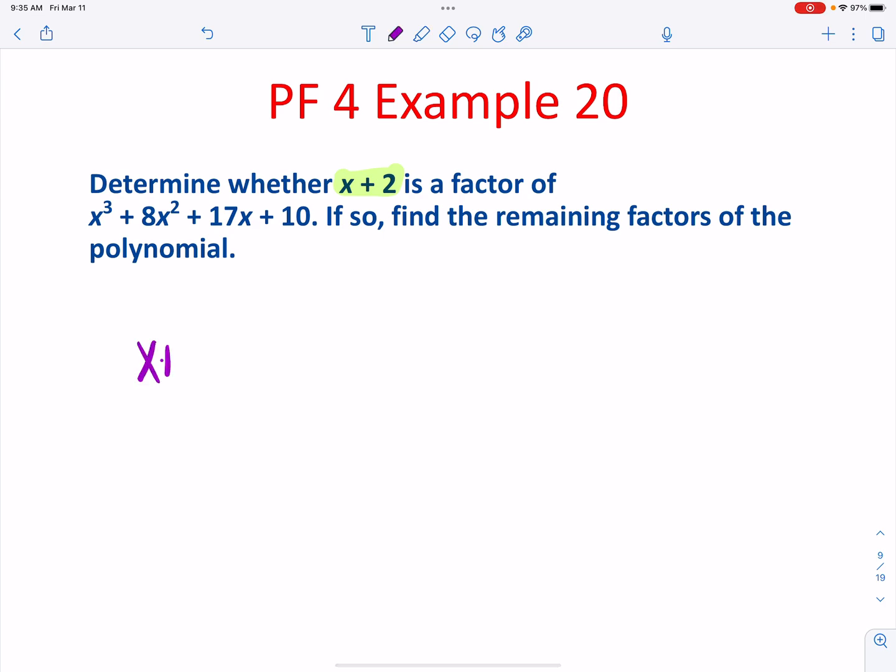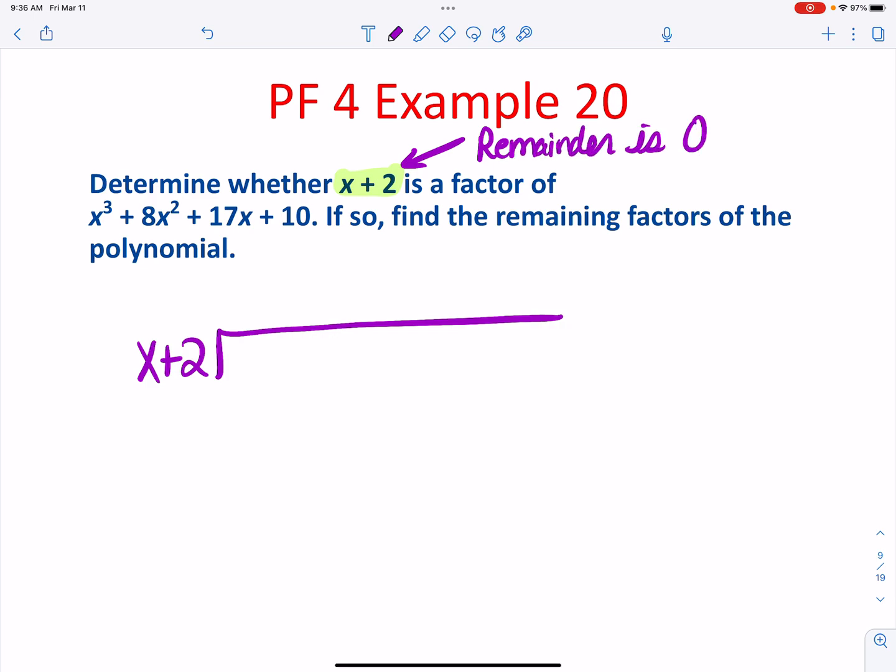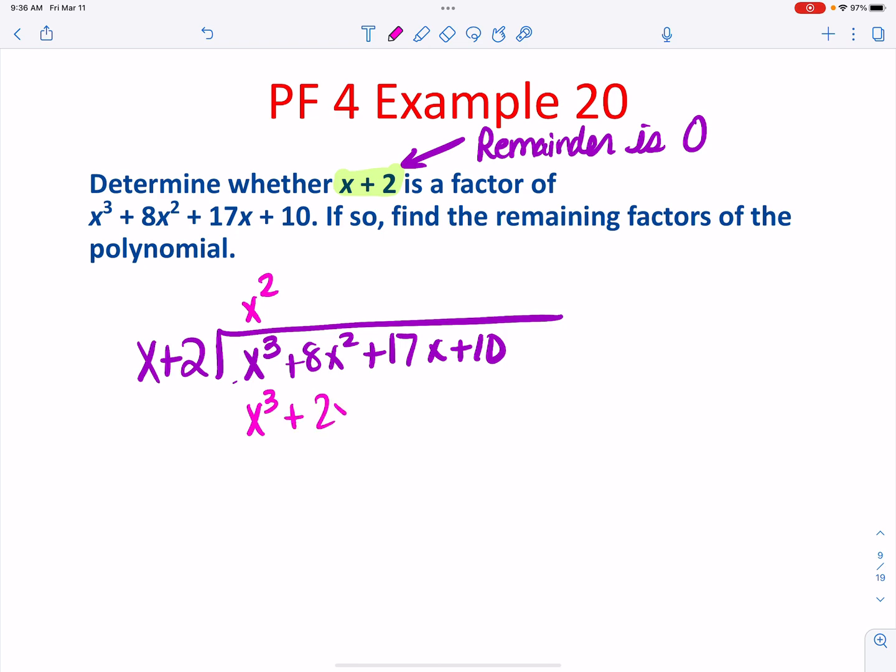So I'm going to do x plus 2. If it's a factor, then my remainder has to be 0. If it's not 0, you screwed up. It's telling you it's a factor, so your remainder has to be 0. Okay, so I'm going to go through this again. Same thing. How do I turn an x into an x cubed? x squared. Change your signs. You get 6x squared plus 17x.